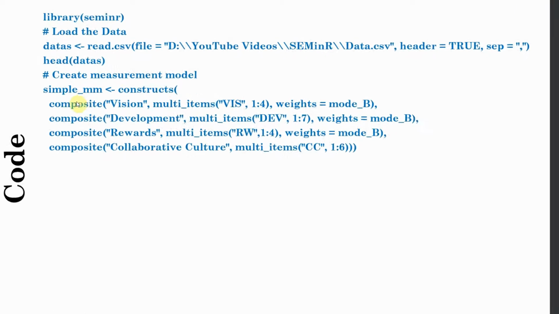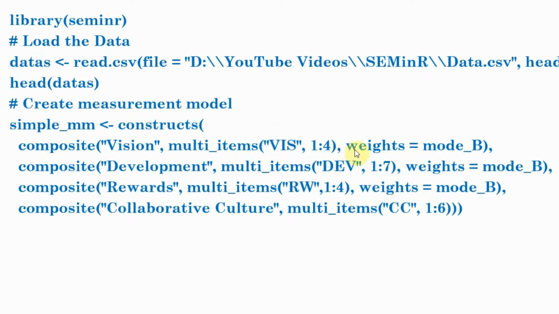Now, what's the code? How do we do this? Look at this. We've been using this code, but we haven't been specifying the weights here. Now, in this example, I'm taking vision, development, rewards, all these three as formative. Now, I need to tell R that yes, these are formative. How do I do this? Previously, we were adding a parenthesis here, but now we are adding a new argument here, which is weights. Now I'm telling R that this vision here, measured using four items, is a formative construct. Same is for development and rewards.